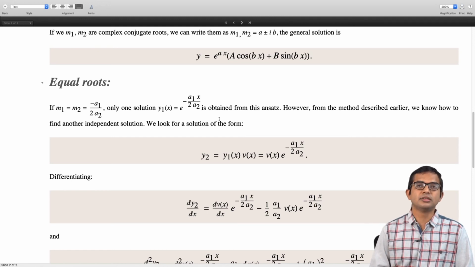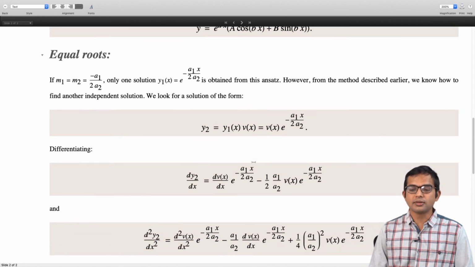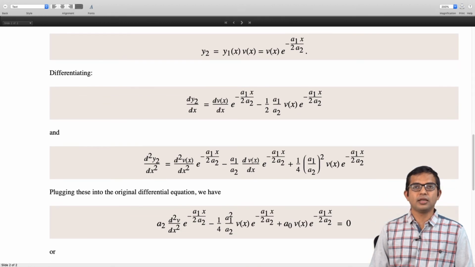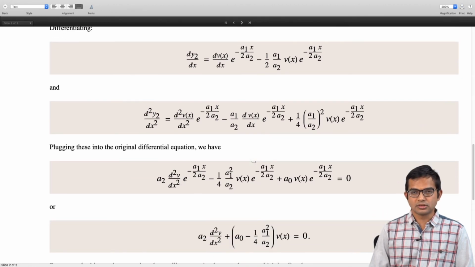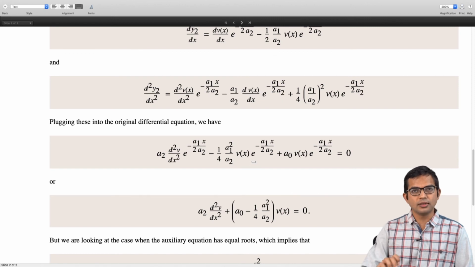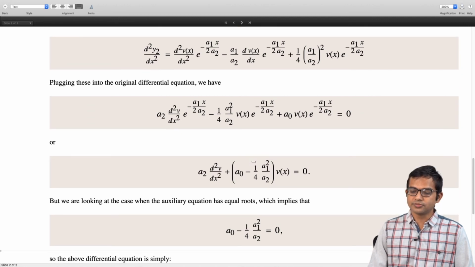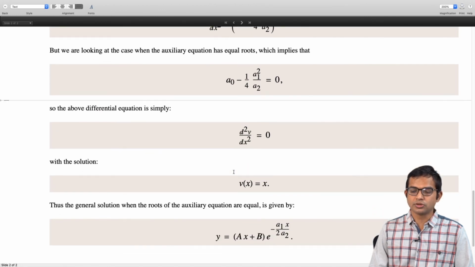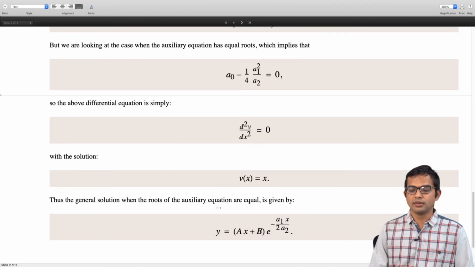We have already explicitly verified this, but this was an opportunity for us to use a technique which we have learned, which is much more general than the special case we are applying it to. It is useful to see the same ideas from multiple directions so that our understanding is solidified. So what have we learned from this? When you have equal roots, we have managed to show that the general solution is given by y is equal to ax plus b times e to the minus a1x divided by 2a2, right?